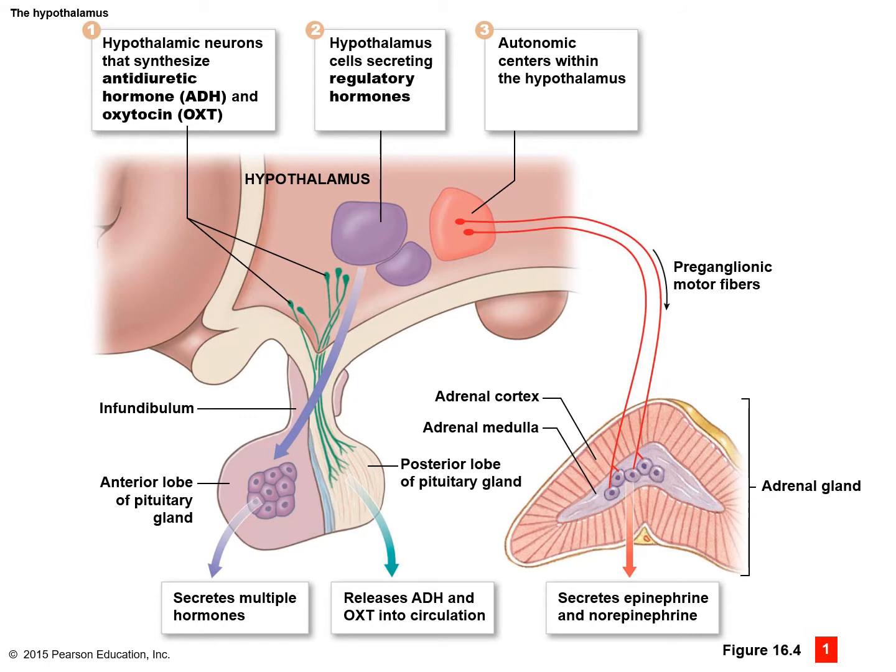Finally, there are autonomic centers within the hypothalamus that integrate directly with the adrenal medulla. These preganglionic motor fibers connect down to the adrenal medulla. They're sympathetic nerve fibers, and they will cause the release of epinephrine and norepinephrine during sympathetic nervous system response.